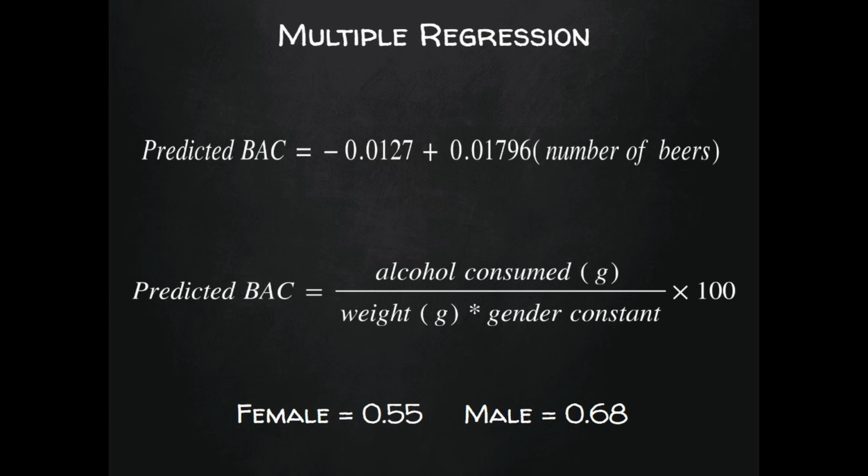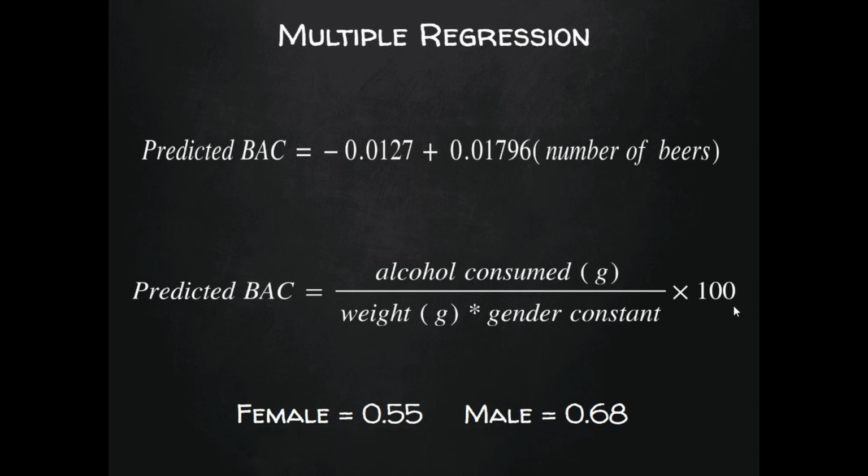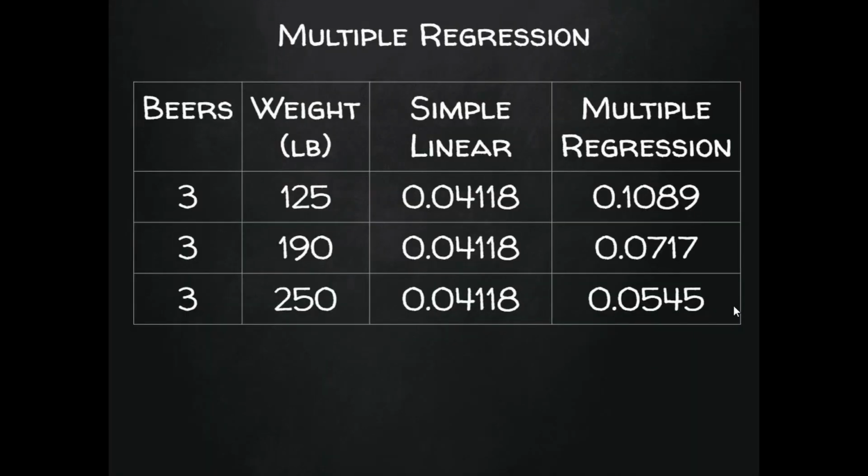To use this formula, we can plug in the alcohol consumed in grams, a person's weight in grams, and then a gender constant. The gender constant for females is 0.55, and the gender constant for males is 0.68. You take this number after it's been calculated and multiply by 100 to turn it into a percentage. To show the effectiveness of this multiple regression model, let's take a look at a few separate individuals.